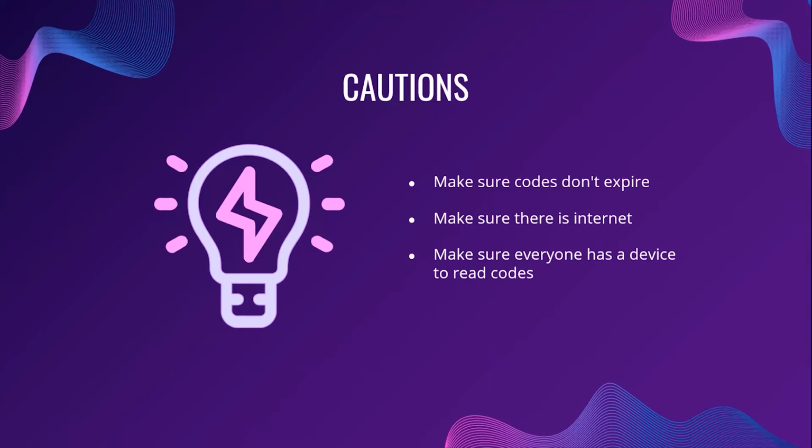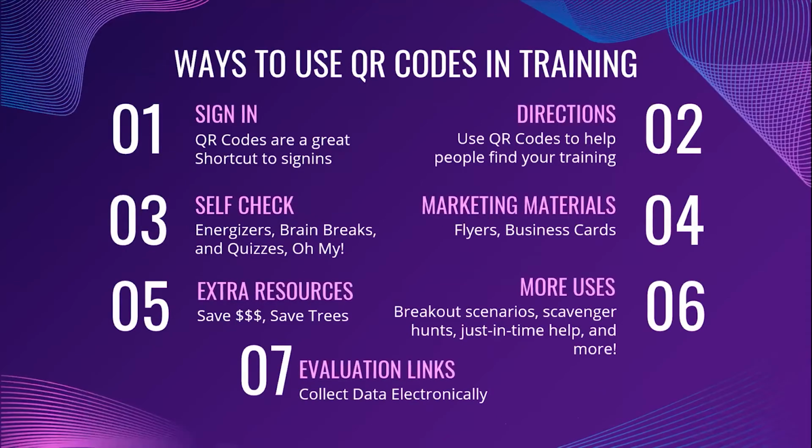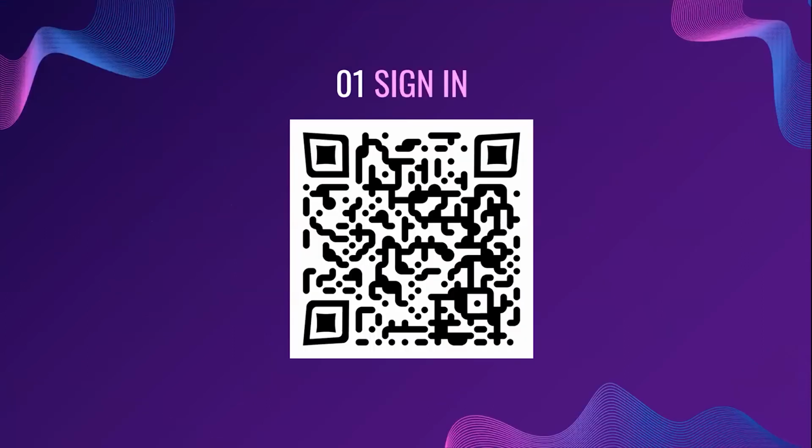Okay. So, all right, we have lots of ways we're going to talk about that you can use the QR codes in your training. So you can use them for sign-in, for directions, for self-check, for marketing, for extra resources, save yourself some copying budget and give the resources electronically, and even more, and evaluation links. So we're going to start with our first activity for you guys today. For sign-in, go ahead and use your devices and click that link and sign in to this training. It's not for credit, but this just gives you an example of how you can use the code.